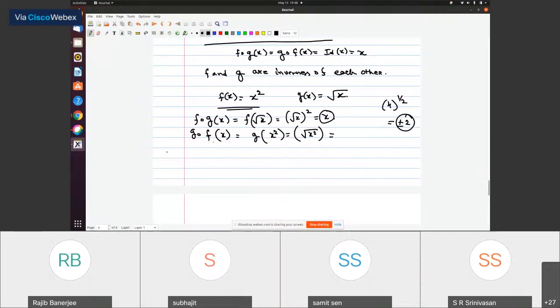But sir, here it has to be x since it is the inverse function, f of g of x and g of f of x. No, I am not saying it is an inverse function. I am checking whether it is an inverse function or not. Okay, you are checking. So my question is, is it an inverse function of x square?